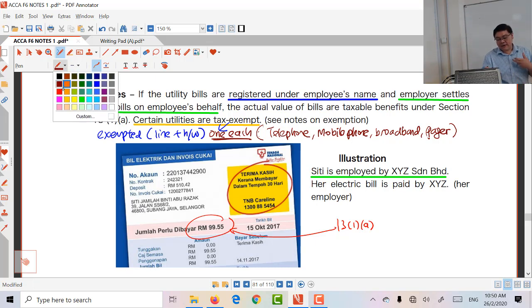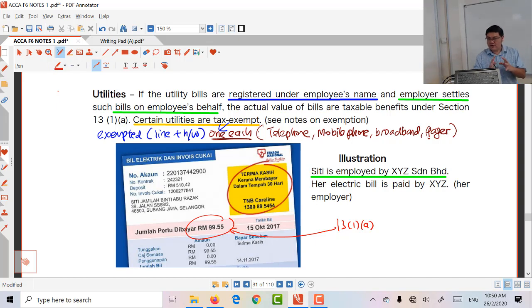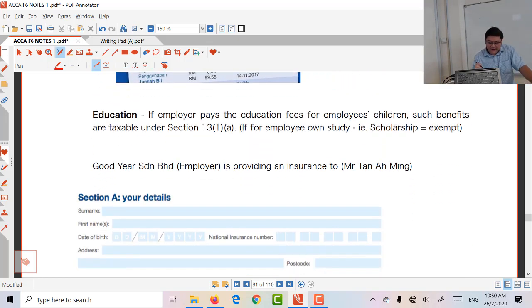But you say, what if my boss gives me two? Then you must choose which one you want to exempt. So if I get two phones with two handphone lines, you choose one. Okay, so one each. All right, now carry on.